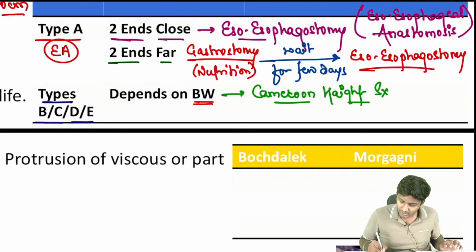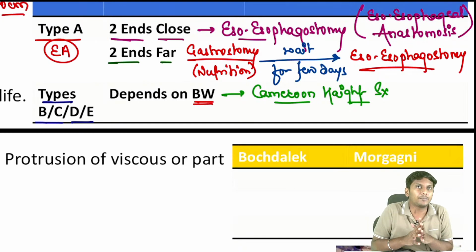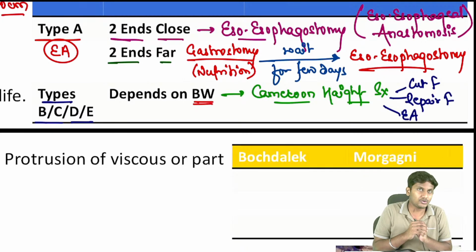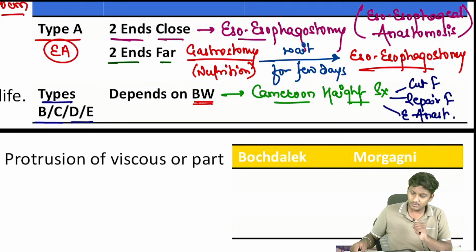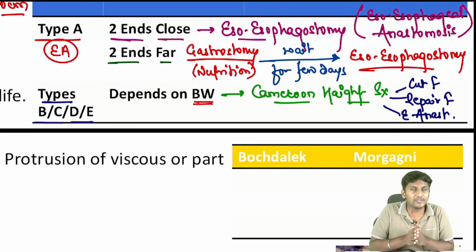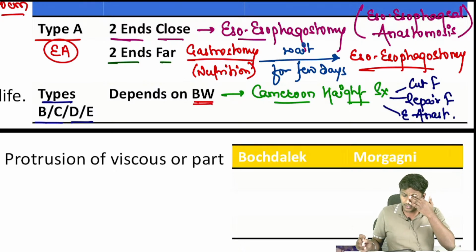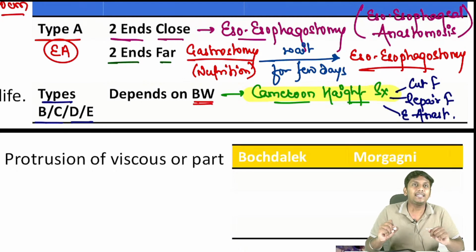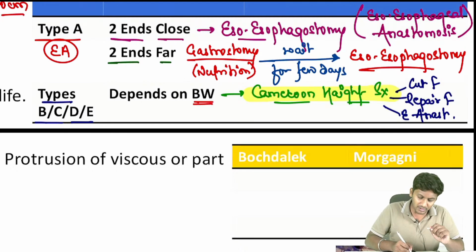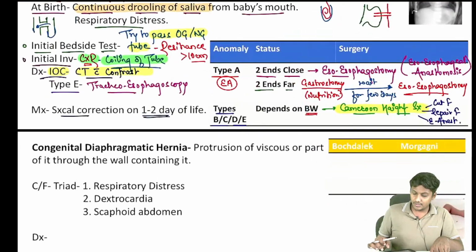And lastly, we are going to correct the esophageal atresia by esophageal anastomosis. No issues with this, anybody? Esophageal anastomosis will be done lastly. So cut the fistula, repair the fistula, and then go for esophageal anastomosis. That is what is called Cameroon head surgery. That is done for type B, C, D and E of types of esophageal atresia. Got it, bache? That's the important thing. That is the surgery that we are going to do.